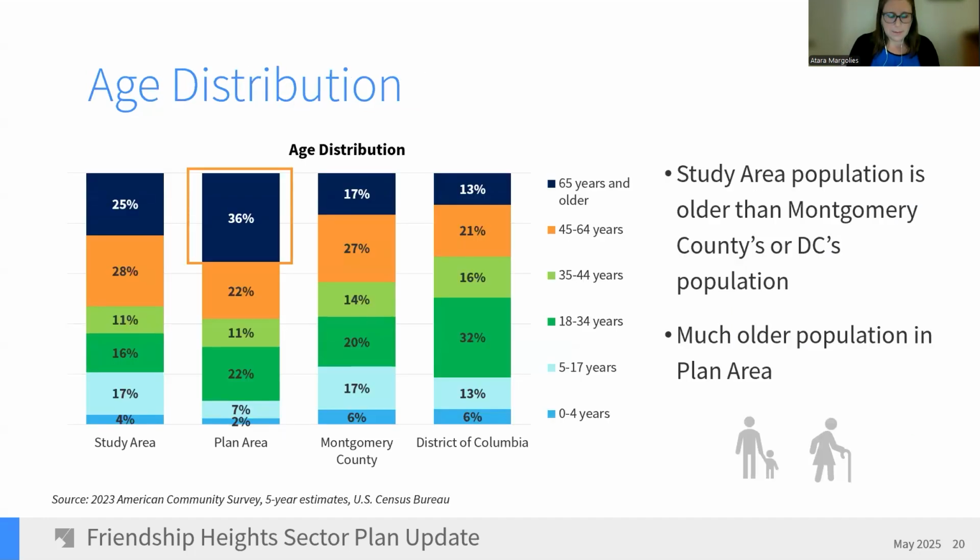In the chart's second bar from the left on this slide about age distribution, it shows that 36% of the plan area's residents are 65 and over, which is more than double the percentage for Montgomery County or DC. The study area's population also has a higher than average percentage of seniors, but that's influenced by the fact that the plan area is inside the study area.